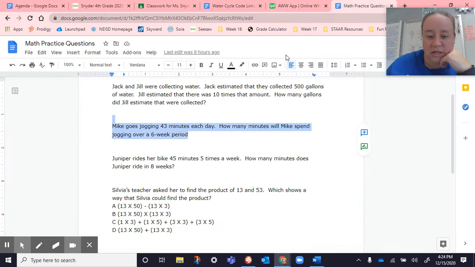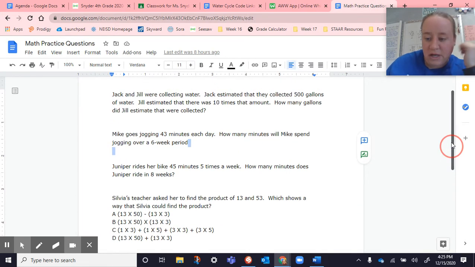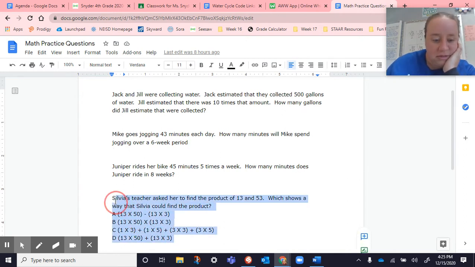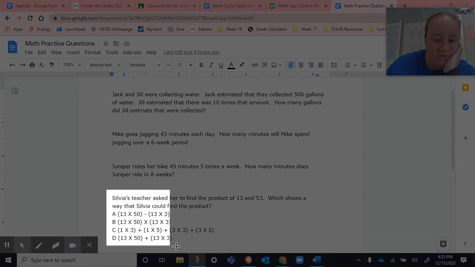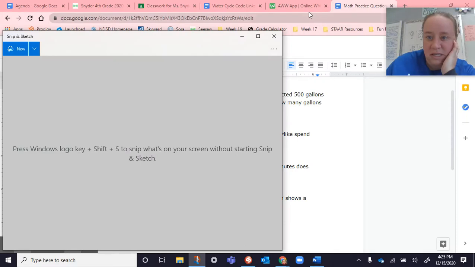So we worked on these problems because there are ones that I thought we needed to look at. Let's look at this one also. So let me actually snip this. Let me see here. This will work. So I can keep it in its same format.